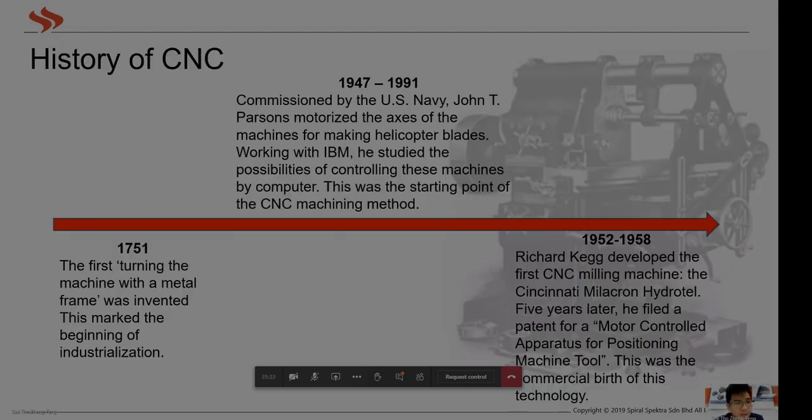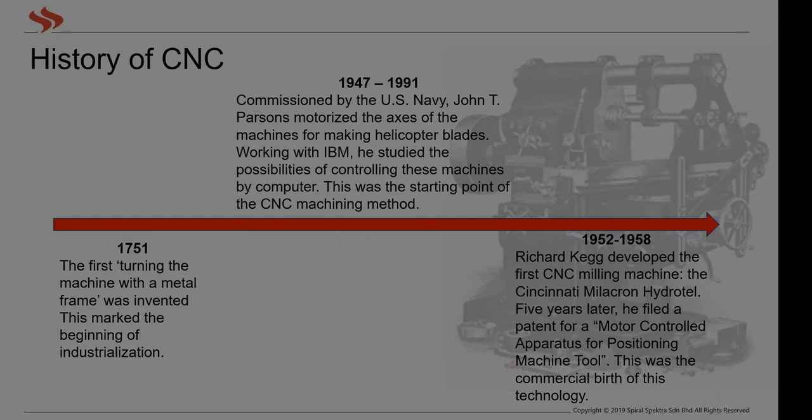So we go back to the history of CNC, which is at first in 1751, the first turning machine with a metal frame was invented. This is where the industrialization begins. Moving on from 1751 to 1947 to 1991, US Navy John T. Parsons created the axis of a helicopter blades. Working with IBM, he studied the possibilities of controlling these machines by computer. From there, the CNC machining method began.